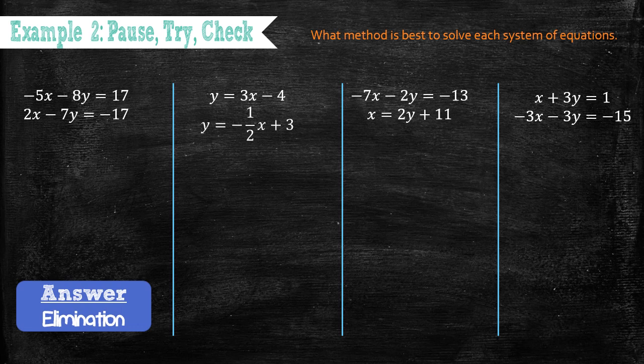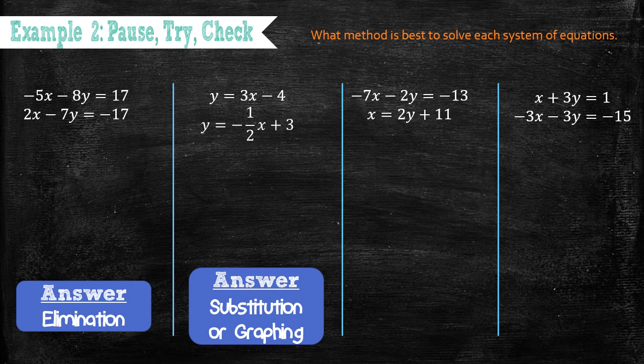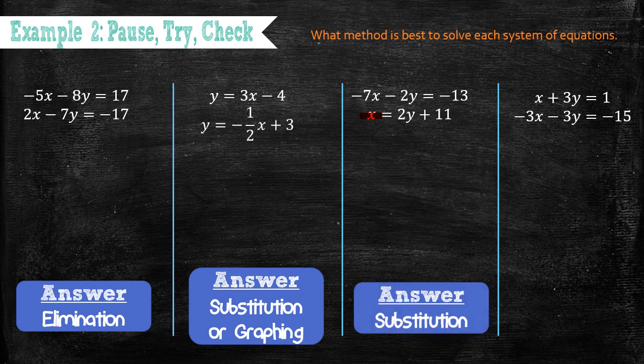B, the second one: they're both y equals. Whenever I have that variable already isolated for me, I'm going to use substitution. If I have a graphing tool, you could use the graphing tool as well. Third set of systems, I noticed that in my bottom equation, the x has already been isolated. Since that x has been isolated, using substitution here would be the quickest way to solve. It doesn't have to be your method. If you want to use elimination, by all means, go ahead and move that 2y to the other side so that you can eliminate.